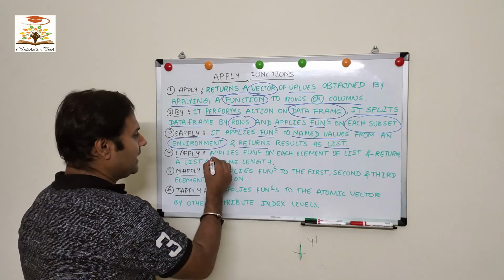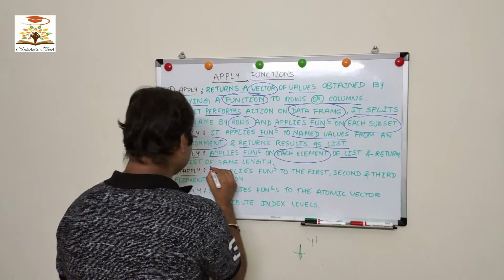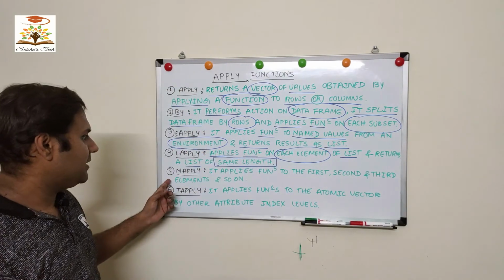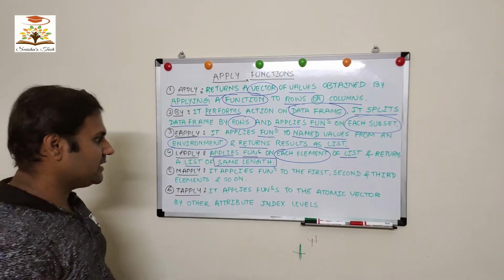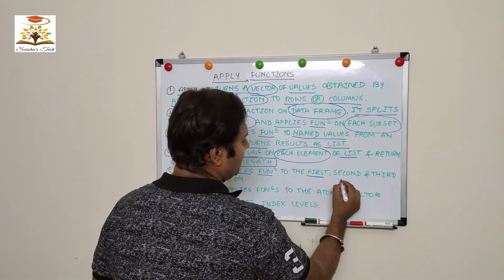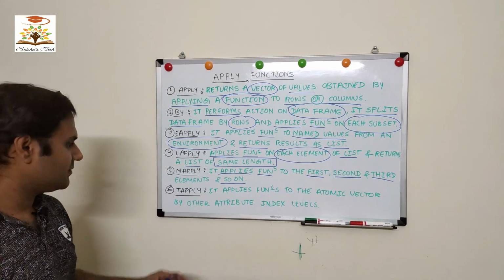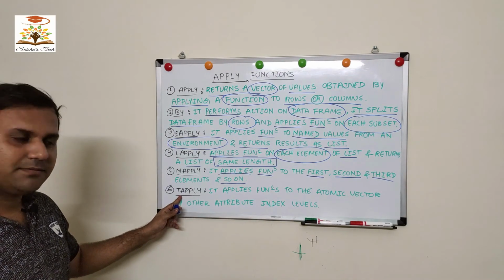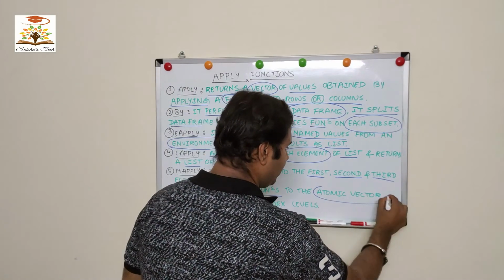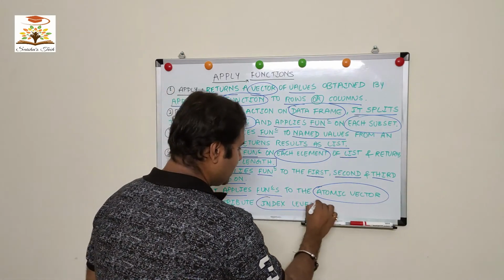lapply applies the function on each element of the list and returns a list of the same length. mapply applies the function to the first element, second element, third element, and so on. Similarly, tapply applies the function to atomic vectors by other attribute index levels.